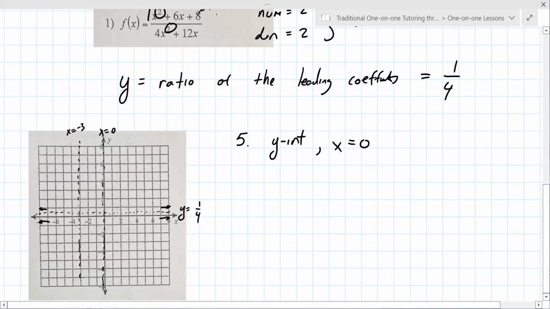And again, I like to put those arrows just to sort of give us some hope of where we're going to connect.